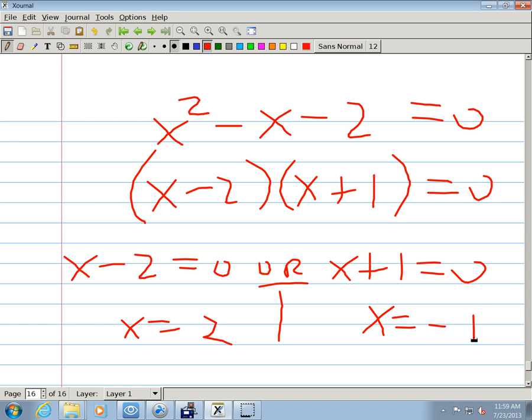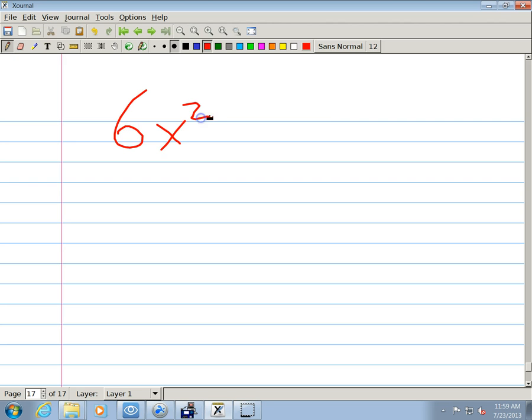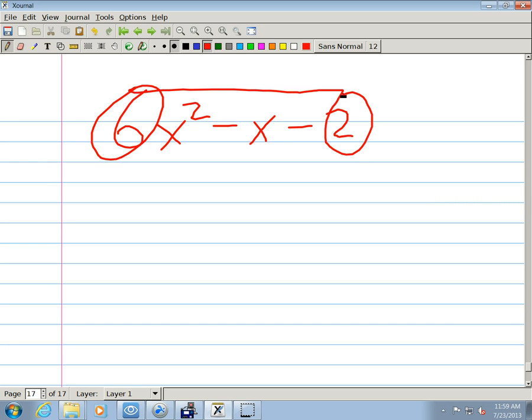That's easy, because you're just doing FOIL backwards. You're trying to think of what you need to FOIL to get x squared minus x minus 2. This is different: 6x squared minus x minus 2. I do it this way. I'm looking for an eyeglass product. You ever see the eyeglass thing? That's somebody's eyeglasses. The product of 6 and negative 2, what is that? Negative 12. But we're still summing to the middle, negative 1. So can you think of two numbers that multiply to negative 12 and add to negative 1?